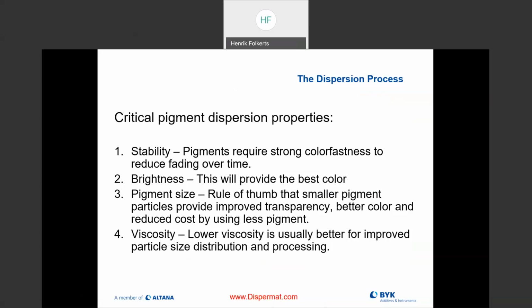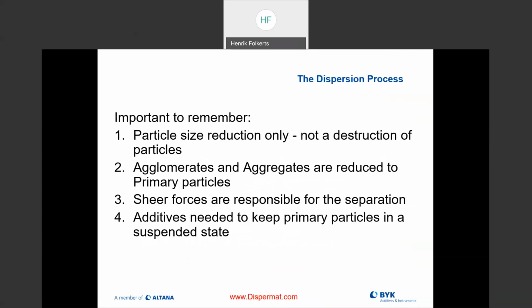And then lastly, the viscosity is important because the lower my viscosity, the better I can make my product. And also I have an improved particle size distribution as a result of these better processing parameters. So it's very important to remember when we talk about dispersing that it's a particle size reduction only and not really a destruction of the particles. So what we don't want to do is destroy our pigments with the shear forces. All we want to do is really break up these binding forces that hold these pigment clusters together. And that's what we really want to do.